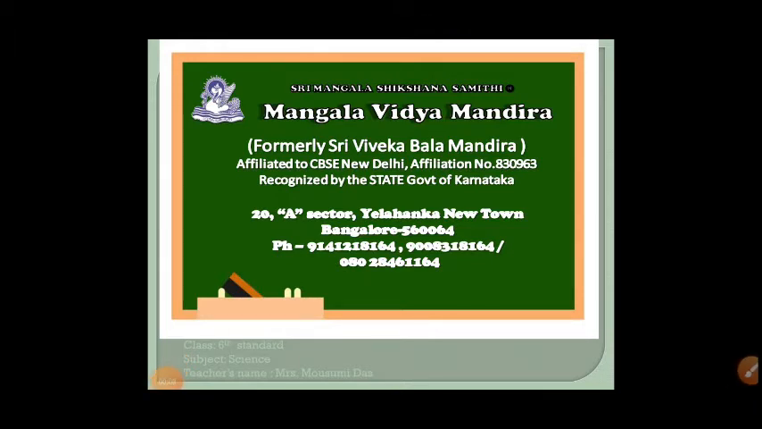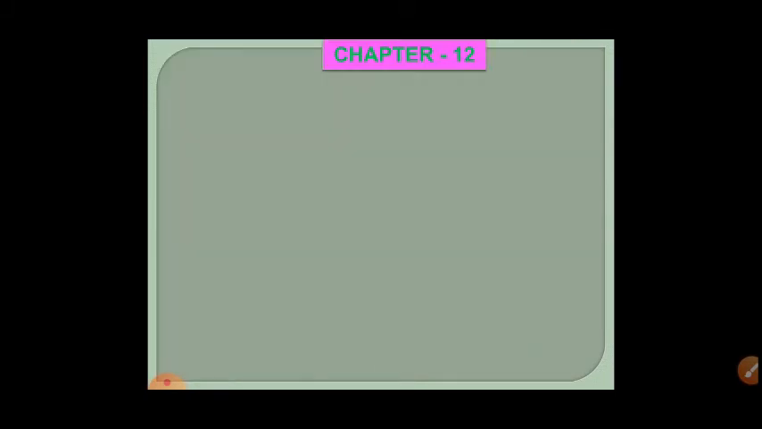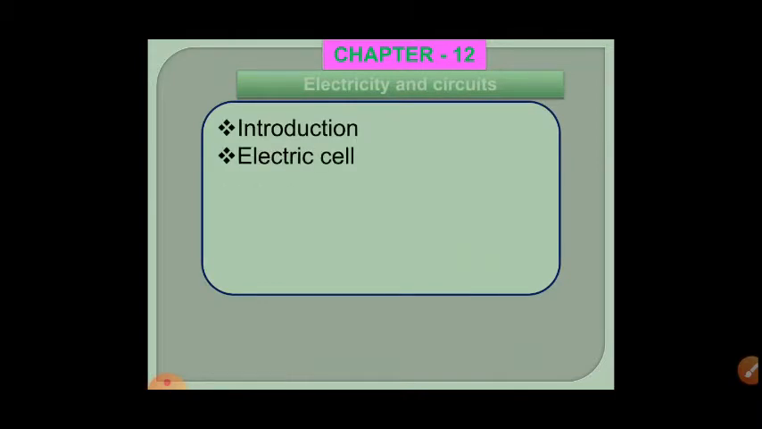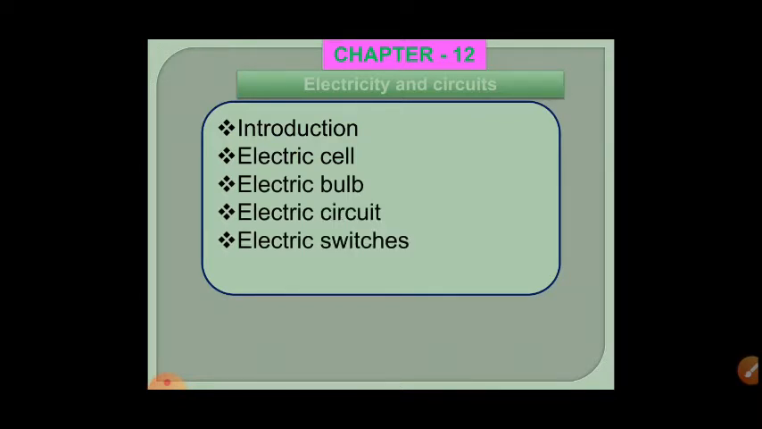So, today we are going to learn a new chapter, chapter 12, Electricity and Circuit. First we will see what we are going to learn in this chapter. Here we will learn about electric cell, electric bulb, electric circuit, electric switches, conductor and insulator. So all these things we are going to learn in this chapter. Let's see one by one.